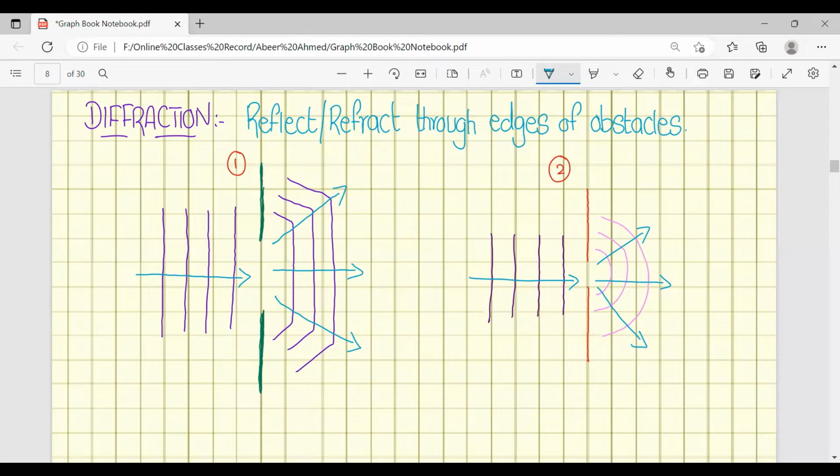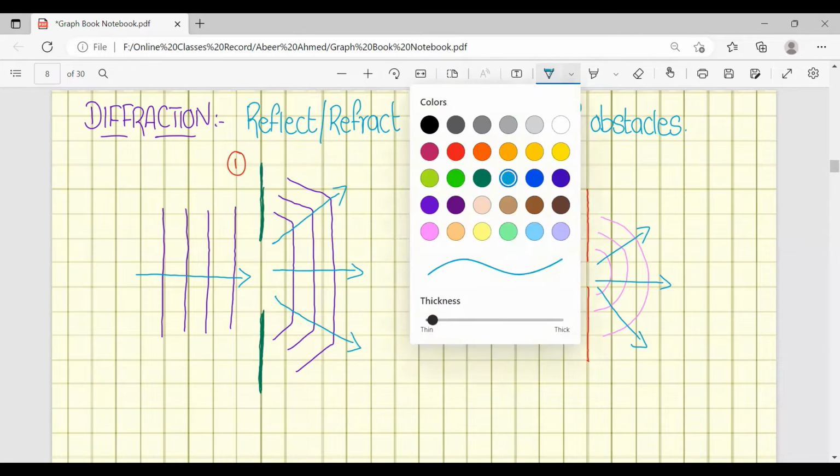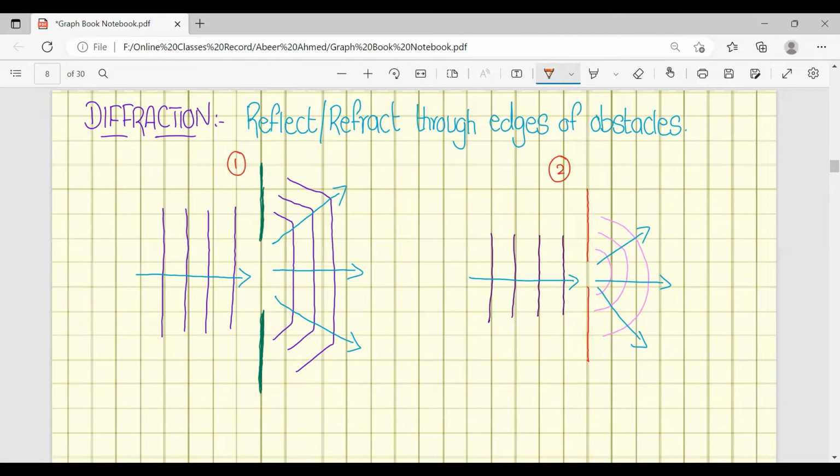Okay, so this one is for a narrow gap, when the gap between the obstacles is very narrow. So you need to draw semicircle waves, and in this one, sharp edges or a wider distance between the obstacles, you draw spreading waves. So now you can solve more questions.